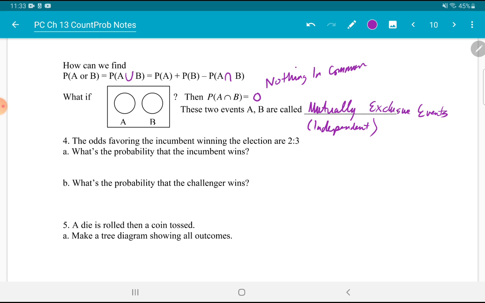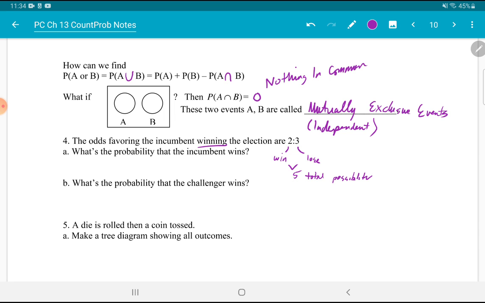Now, because of the way it's phrased, the odds favoring the incumbent winning means that the incumbent, or in this case, President Trump, has a chance of winning that is represented by the number 2, and a chance of losing represented by the number 3. So he has a 2 to 3 chance of winning, basically telling us that with 2 and 3, you have a total of 5. So 5 is like your total possibilities, kind of.